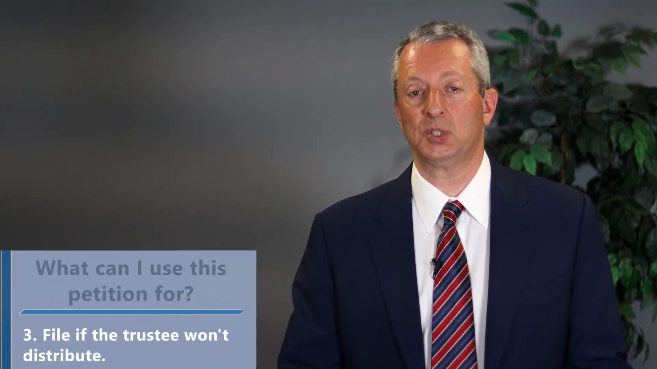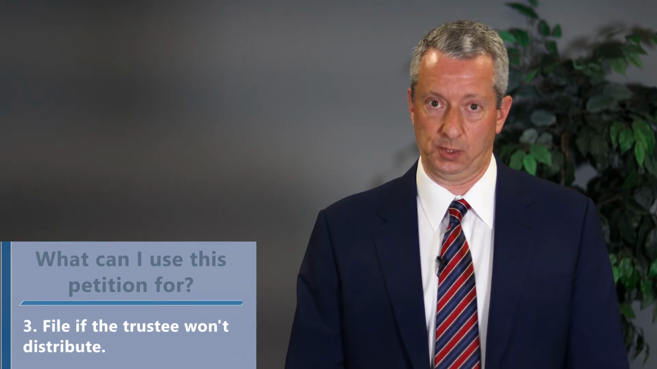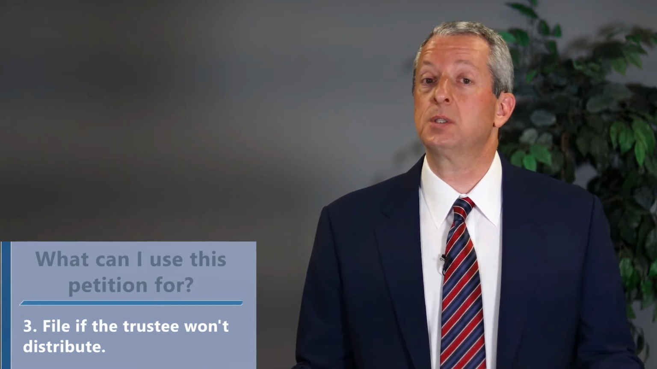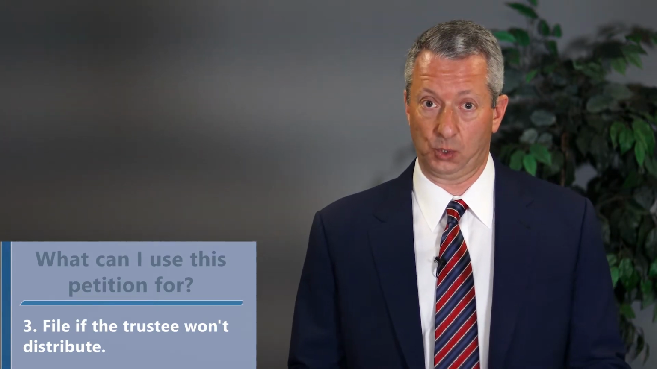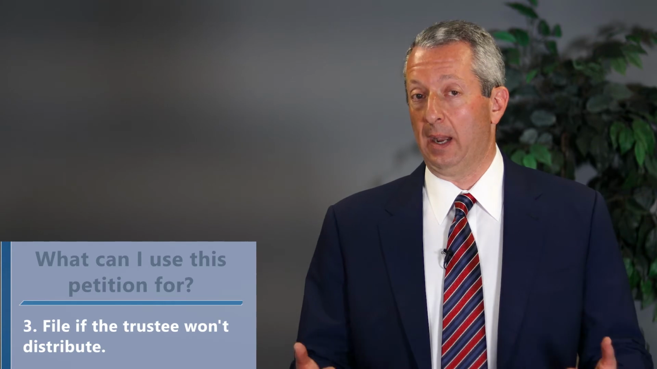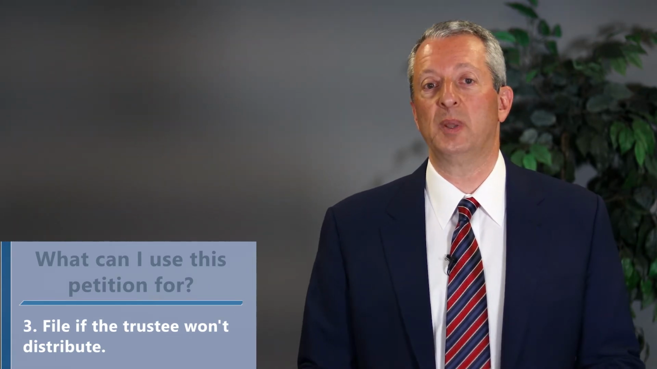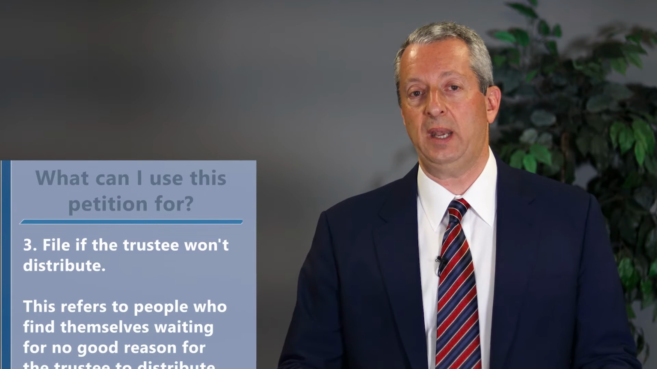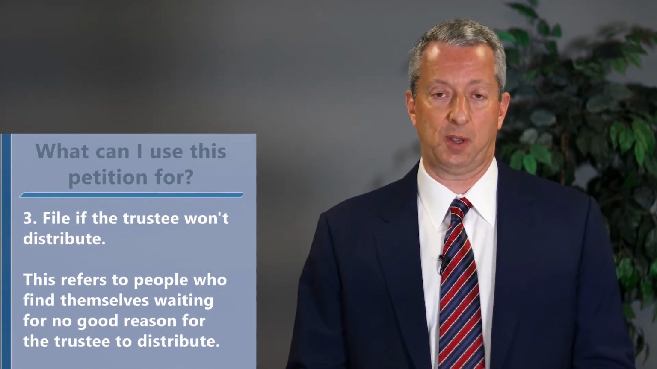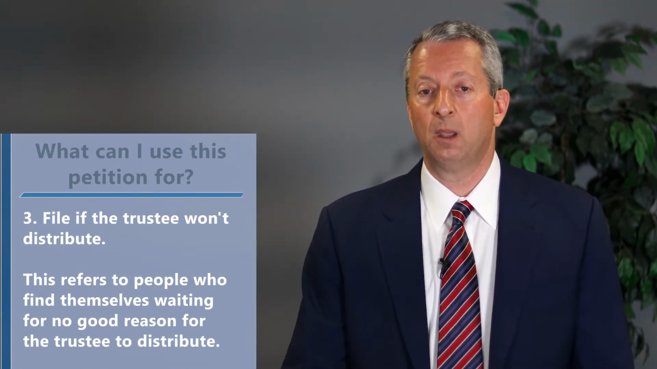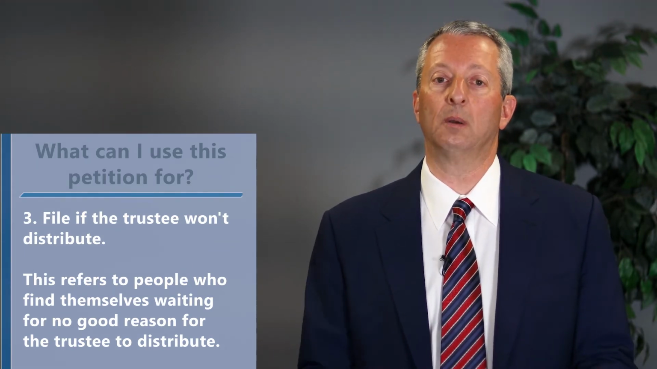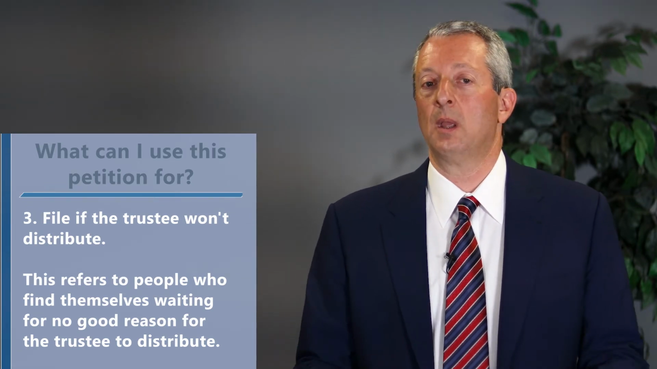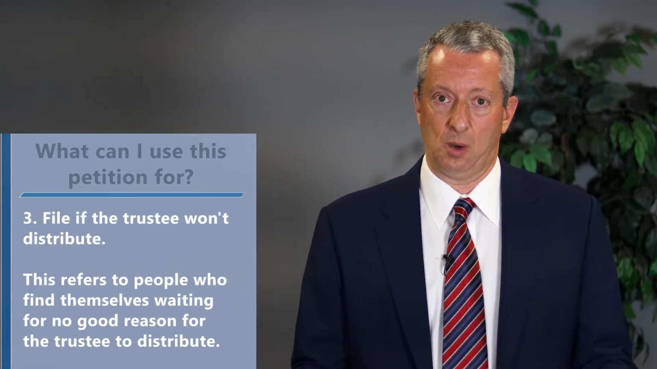The third common reason to use a petition for instructions is to get the trustee to distribute the trust. The goal of every trust ultimately is to distribute the assets to the beneficiaries according to the terms of the trust. Everybody knows that. And yet, it's not at all uncommon for people to find themselves in the position that they are waiting for no discernible reason for their trustee to make the distribution. If that's your situation, then the petition to instruct the trustee to distribute is something that you're going to want to use.